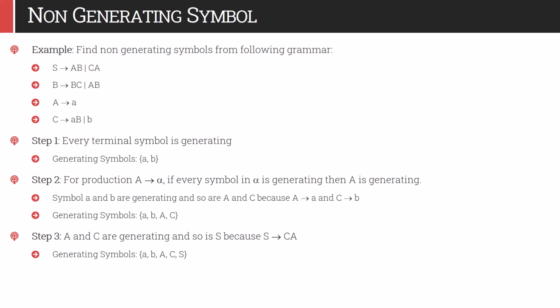Let us now check for capital B whether it is generating or not. For the production, capital B derives capital BC. So C is generating, but B is yet not known. So we cannot say B is generating.